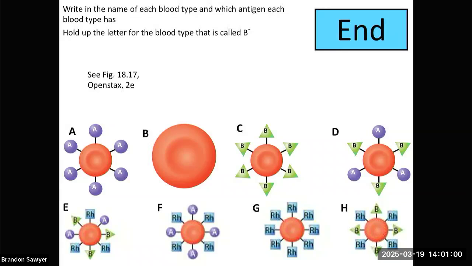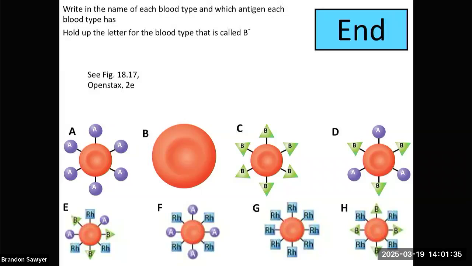All right, let's go ahead and come back together. And instead of holding them up, I'll just call on a team with each of these questions to answer. So let's go with this question there. The letter for the blood type that is called B negative. Who's got that answer? Who wants to raise their hand? I can call on a team too. Let's go with team 3 in the back there. Which one's B negative? B negative would be it has the B antigen, but negative means it doesn't have the RH antigen.